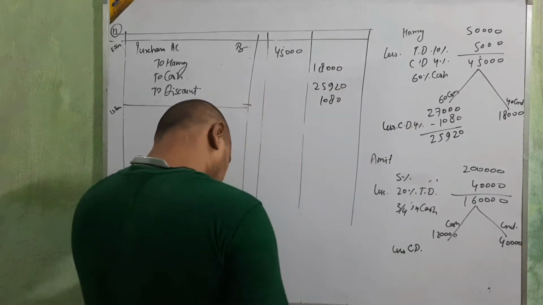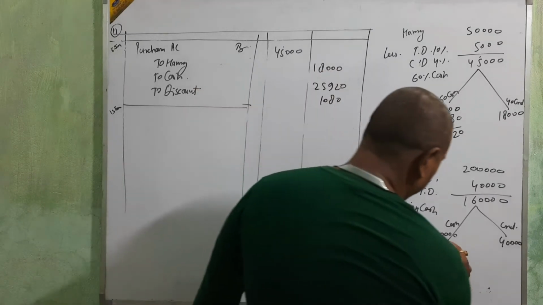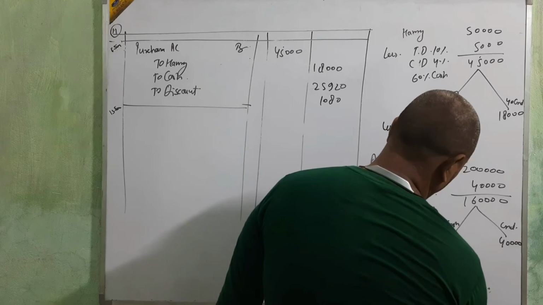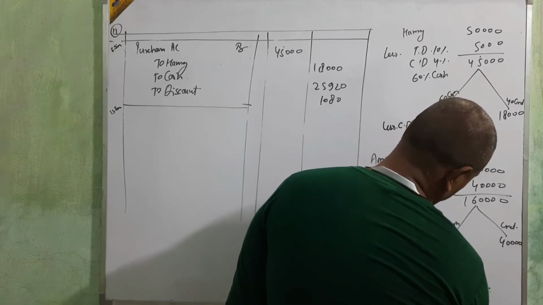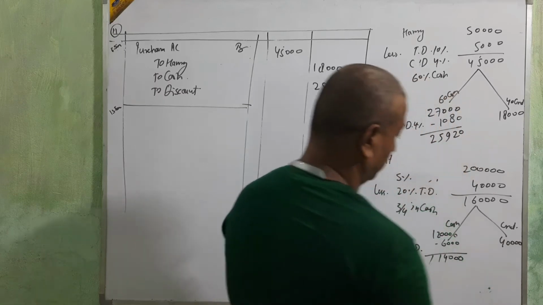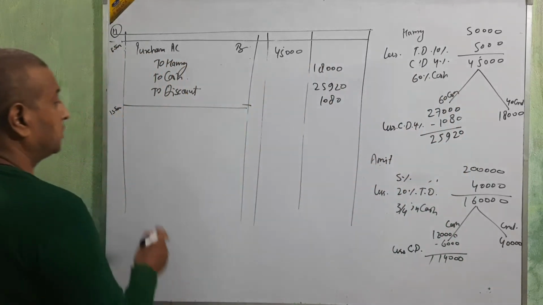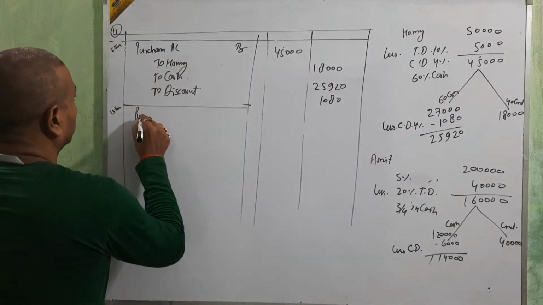5% of 1,20,000 is 6,000. It means 4, 1 and 1. Okay? Now put in the question only purchase.